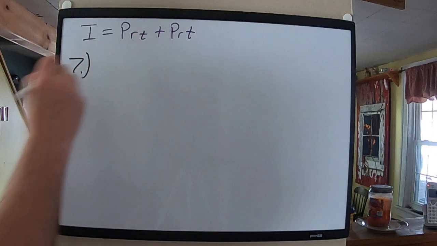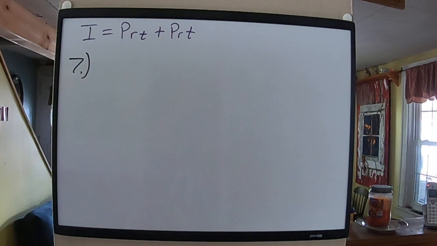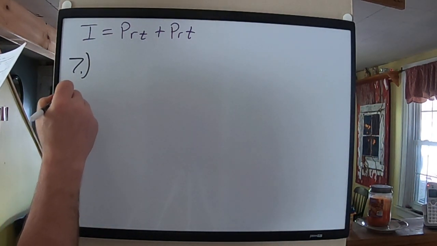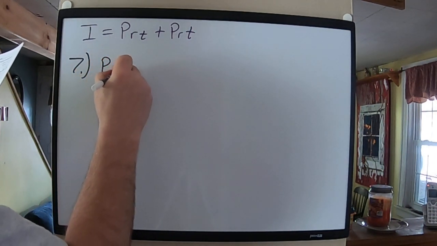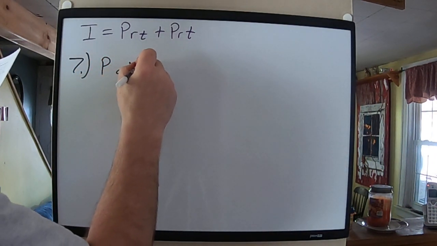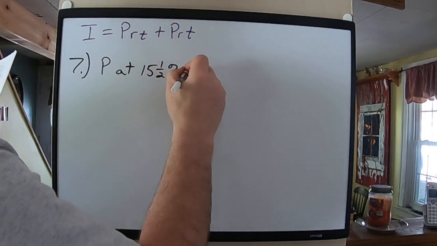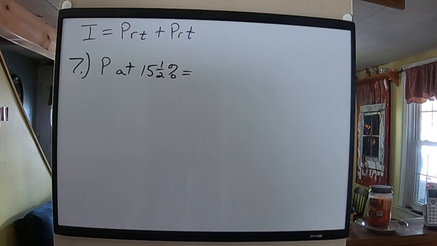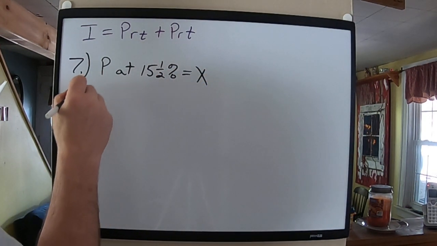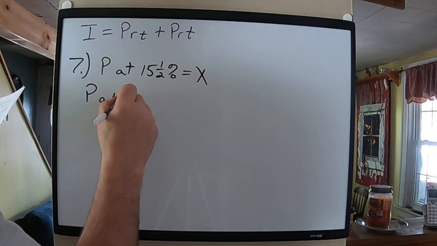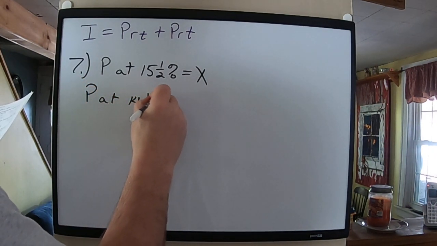Number 7. Julio borrowed $6,000. That's how much money he took out of the bank. Part at 15.5% and the rest at 14.25%. All right, so let's start this. The P at 15.5%, and that's going to be our unknown. P at 14.25%.